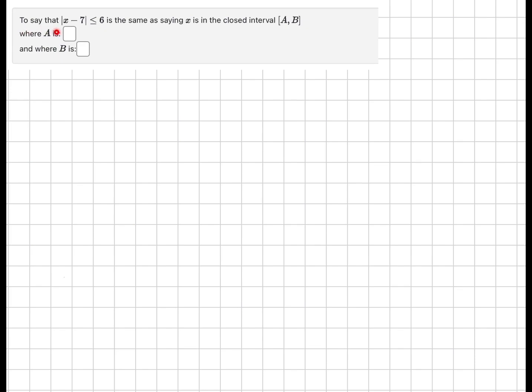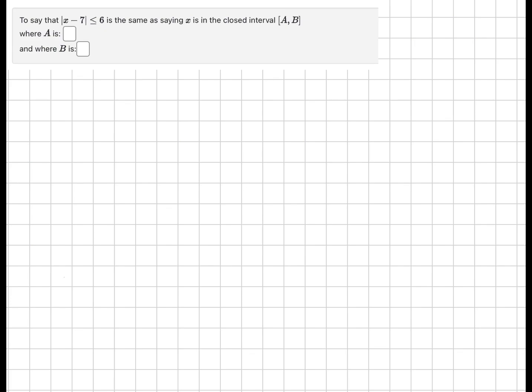To say that the absolute value of x minus 7 is less than or equal to 6 is the same as saying x is on the closed interval a comma b. This was that set notation we talked about, right? They're saying it's on this interval from a to b. So just as we've seen before, when we have an absolute value, anything inside that absolute value comes out as a positive. If it's a negative value, it comes out as a positive. If it's a positive value, it comes out as a positive.